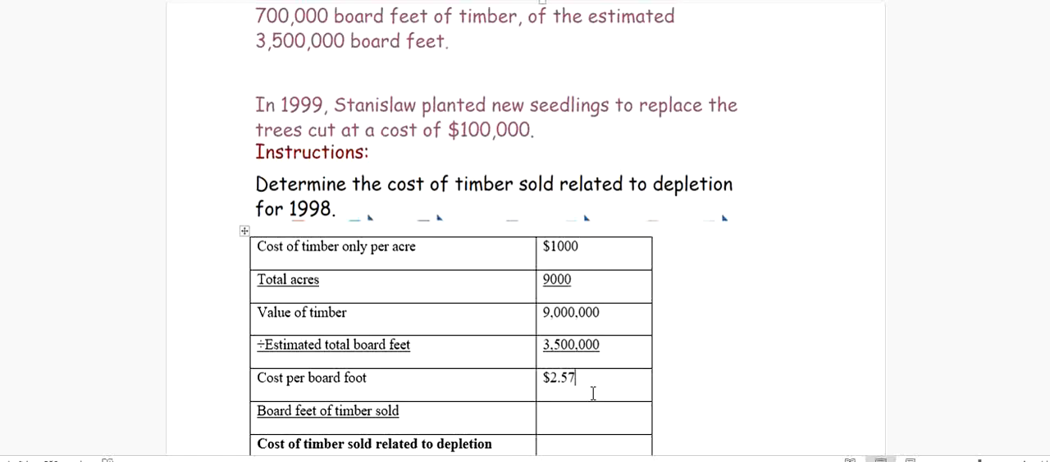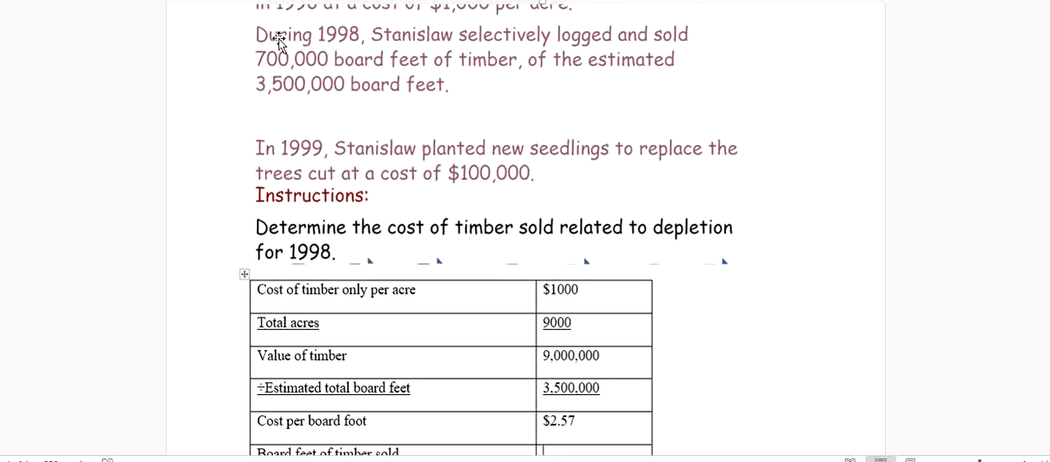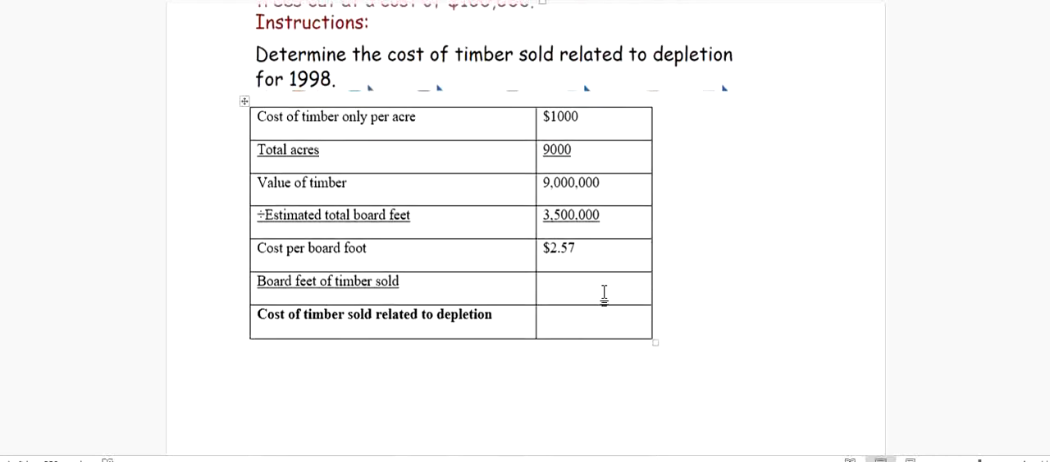$2.57. It means if 1 board foot is extracted, logged and cut, and the timber is sold, there would be a decrease in the value of that natural resource by $2.57. Then how many board feet were sold in 1998? 700,000 board feet were sold, so that's the quantity sold. The unit value is 2.57. We will multiply this 2.57 with 700,000. When you multiply it, we get a value of $1.8 million.